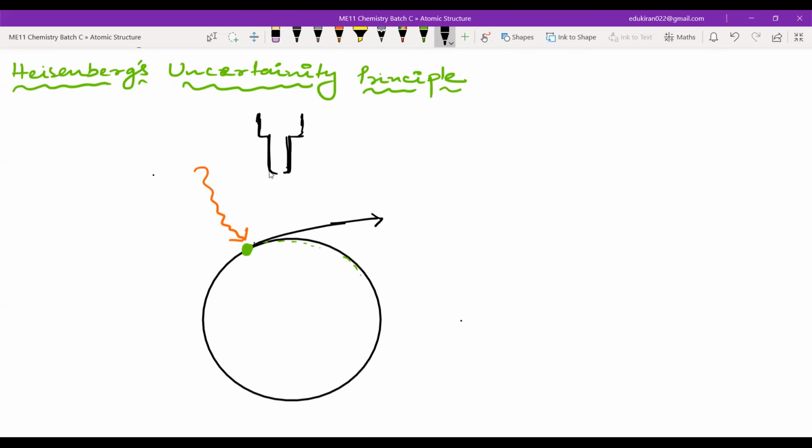Because this photon has some energy, and this energy will be absorbed by the electron, and the electron will change its trajectory. That means if we knew the initial kinetic energy, we expected this path that the electron should travel. So we knew the energy, but as soon as the position of the electron is disturbed by the photon, the photon was absorbed, and the energy changed.